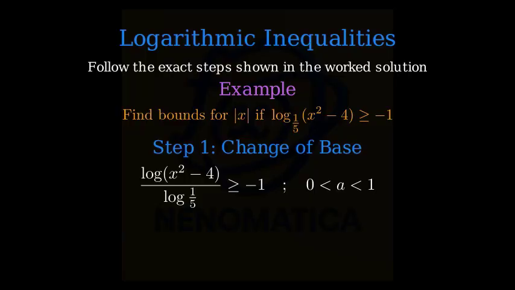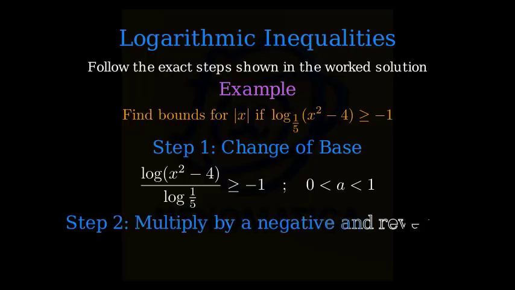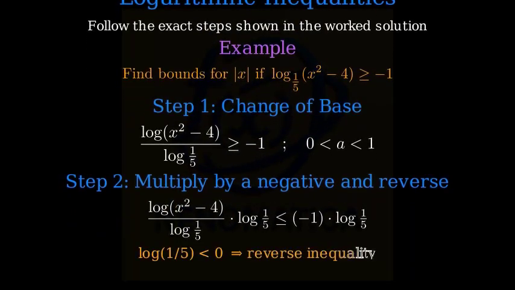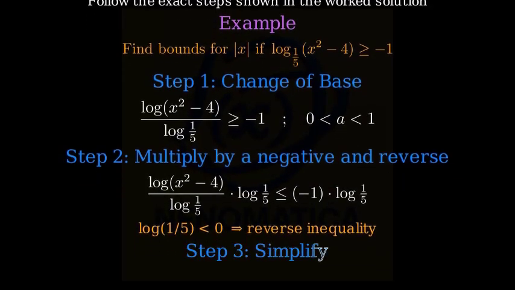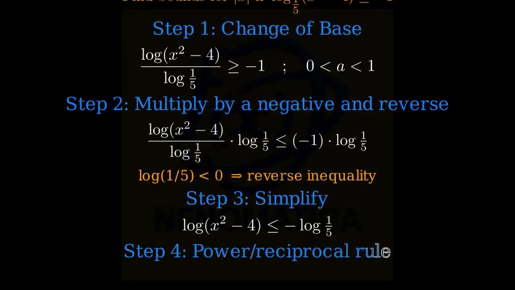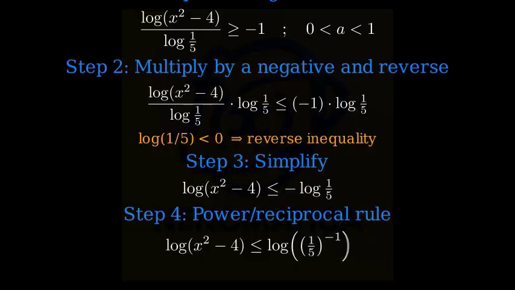We also note that the base a is between 0 and 1. Step 2. Multiply both sides by log of 1/5. Because log of 1/5 is negative, the inequality sign reverses. Step 3. Simplify the left side. We obtain log of x squared minus 4 is less than or equal to negative log of 1/5. Step 4. Use the logarithm property. Negative log of b equals log of b to the power -1.